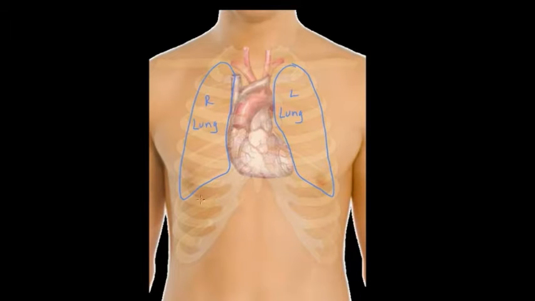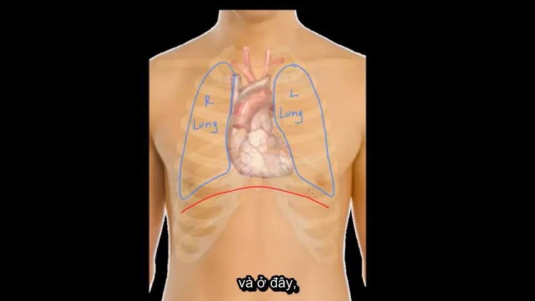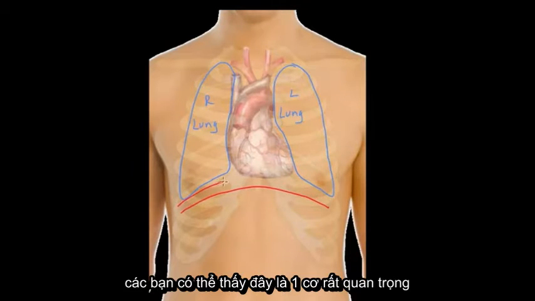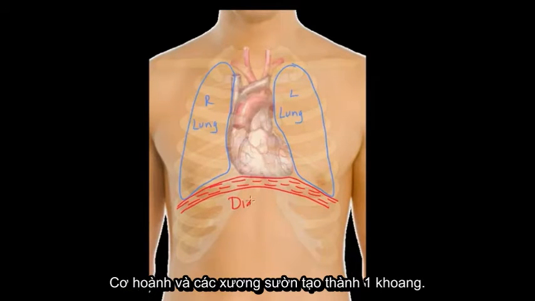And then below them, if I draw this here, you can see now that below all of this stuff is a really, really important muscle. People don't talk about this muscle, or this is not the kind of muscle that you usually see people working out at the gym, but this muscle is called the diaphragm. Your diaphragm muscle and your ribs are enclosing a space, right?